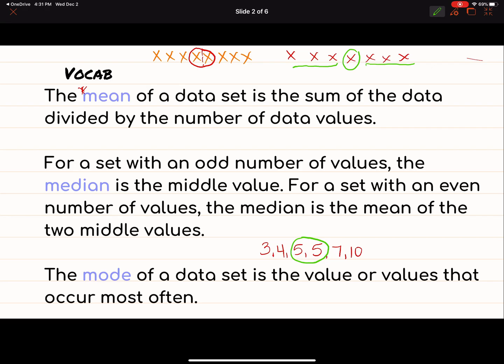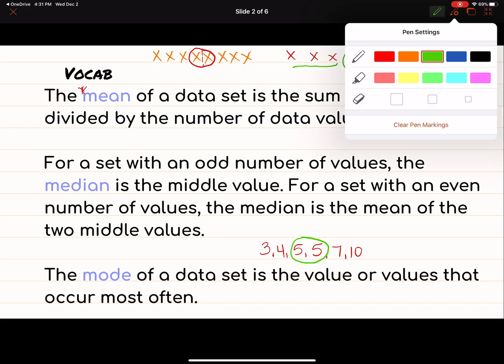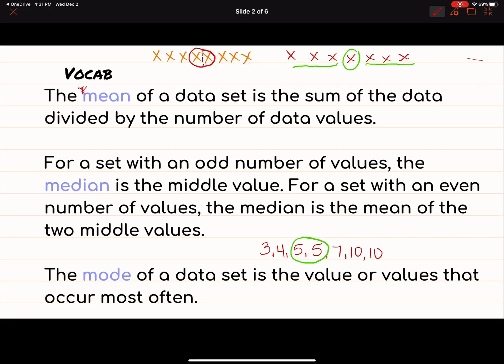Okay, it's also possible that you can have more than one mode, because maybe my data set was 3, 4, 5, 5, 7, 10, 10. Now I've got two numbers twice, so they're both my mode. I've got two modes.